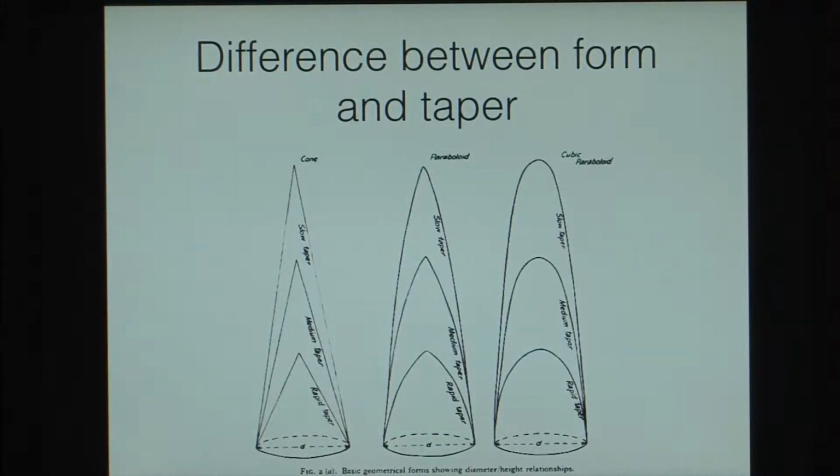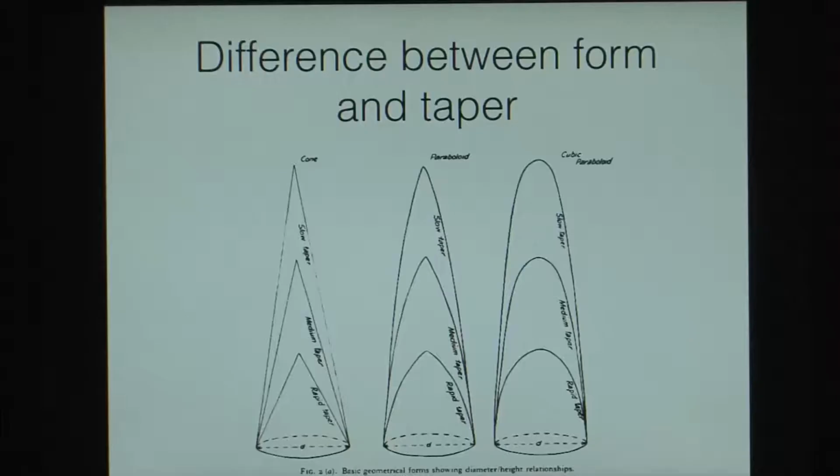In these three images, we observe three different forms. Now, remember, form is a shape. Here we are seeing three different shapes. On the very left side, we are seeing a cone, so it is a conical shape or a conical form. In the middle, we have a paraboloid shape, and to the very right, we have a cubic paraboloid shape. Whenever we are talking about shapes, we are referring to the forms. Now, looking back at the image, we see that these forms have different amounts of taper.